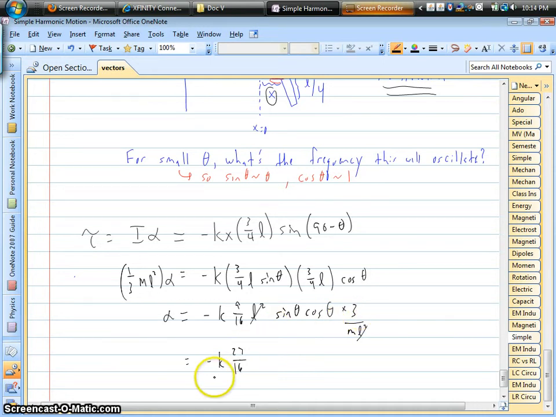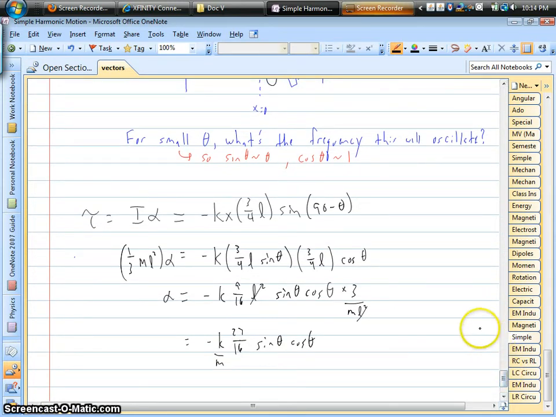And let's see, that's going to be divided by m, and we have sine theta cosine theta. Now, this could look kind of strange, and if you think about this, I said at the start of all this that we're doing this for a small angle. Now, small angles are, I don't know, 5 degrees, something like that.